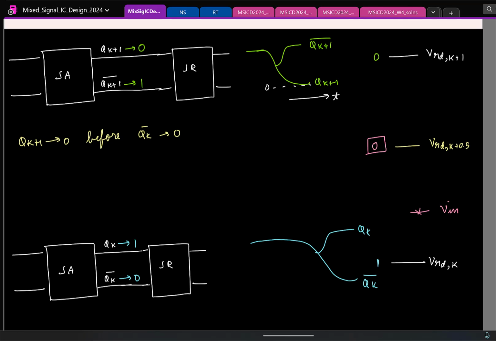I mean, that is a different way of saying the top one is finishing faster than the bottom one. Or the other thing is also right, which means Qk plus 1 bar goes to 1 before Qk goes to 1. So this is true if the input is in this range, and if the input is in this range, the additional result should be, what should be the output of this comparison? If the input is in this range, 0. Fine.